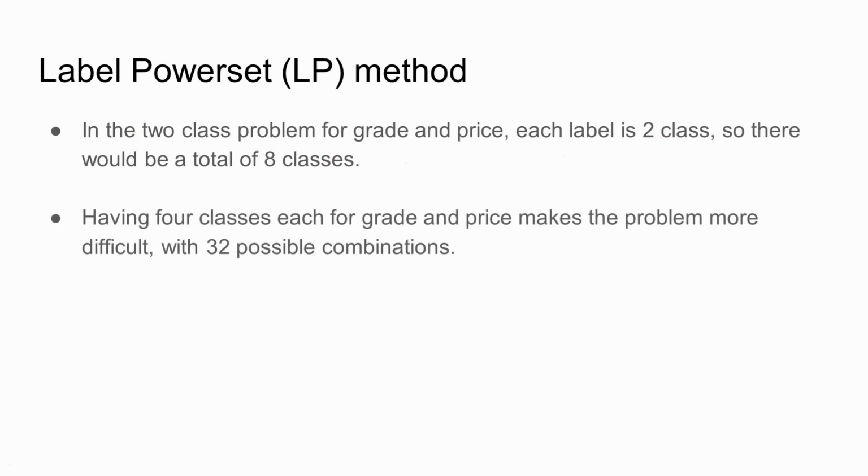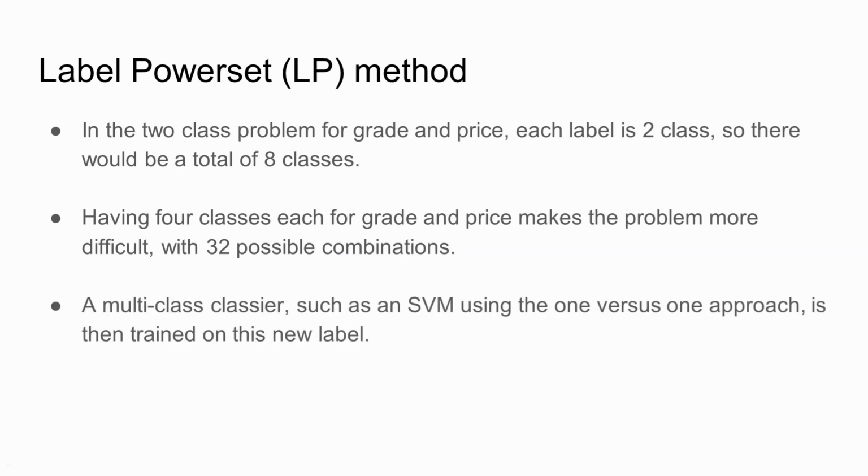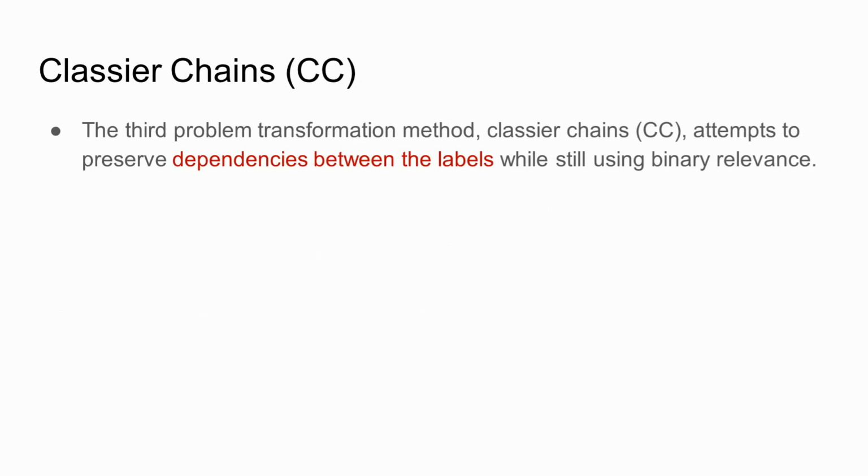Of course, if we look into the multi-target problem, we have 2 classes in region, 4 classes in grade, and 4 classes in price, then we will end up with 2 multiplied by 4 multiplied by 4, creating 32 possible combinations. So we have 1 label with 32 classes. And of course, this is going to be much more complicated, but look on the other side. Each label will create a combination of the 3 things together, so this has the potential to capture the connections between the different labels. So a multi-class classifier such as SVM using the one versus one approach is then trained on this new label, and that's one of the methods that we can do.